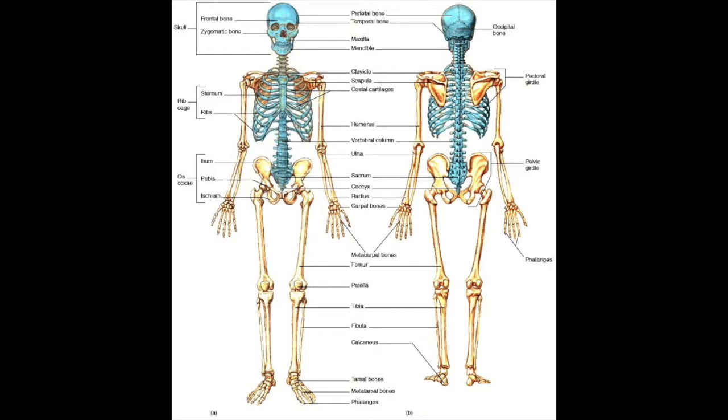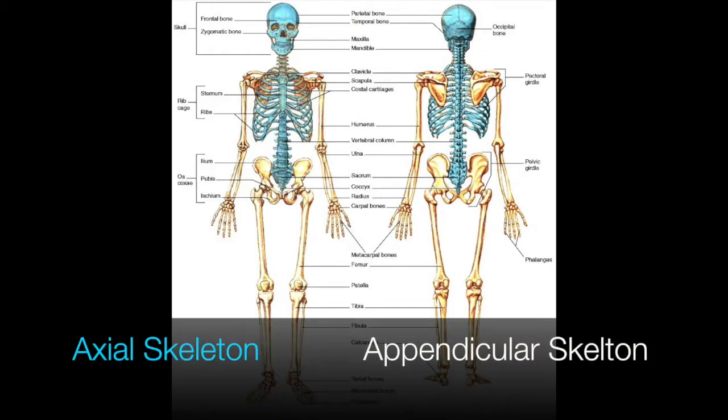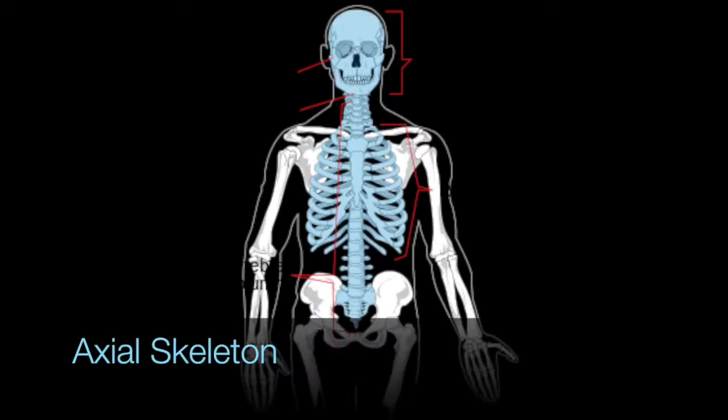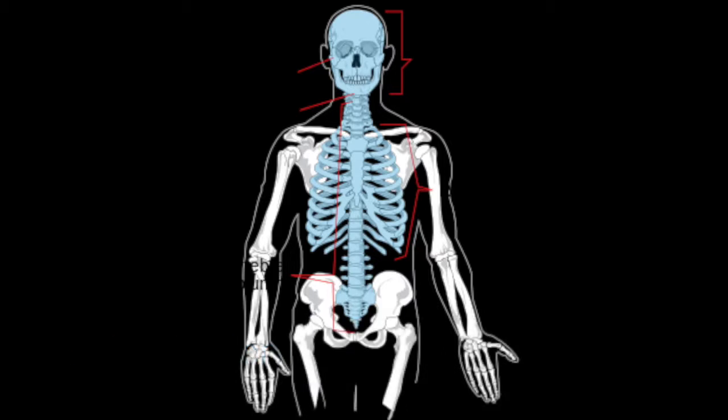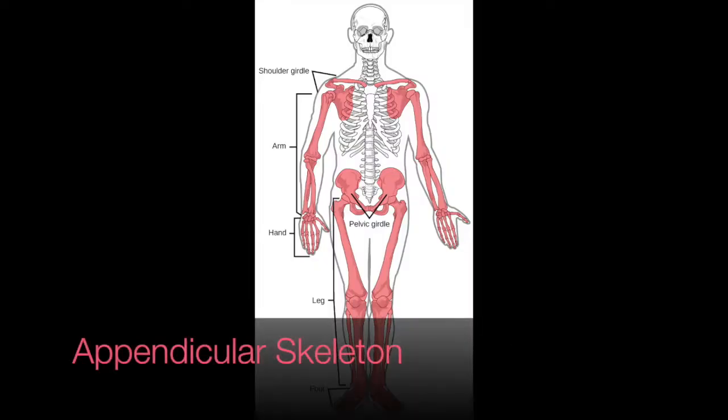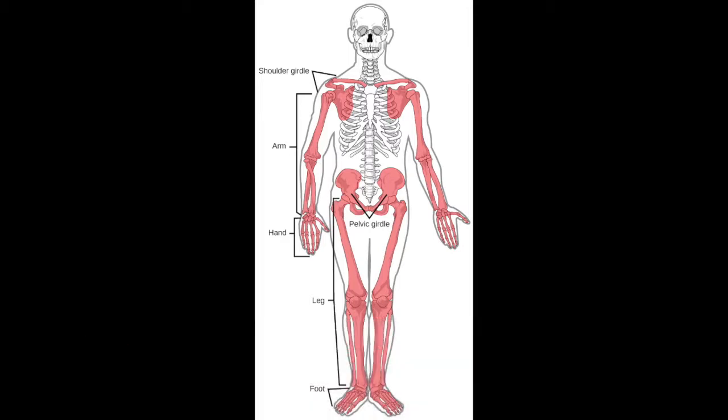The skeleton can be classified into two components, the axial skeleton and the appendicular skeleton. The axial skeleton contains the skull, ribs, and spinal column. It functions in protecting the vital organs of the body and allowing humans to remain upright. The appendicular skeleton contains all of the bones of the extremities, as well as the shoulder girdle and the pelvis. This allows for movement and the articulation of limbs.